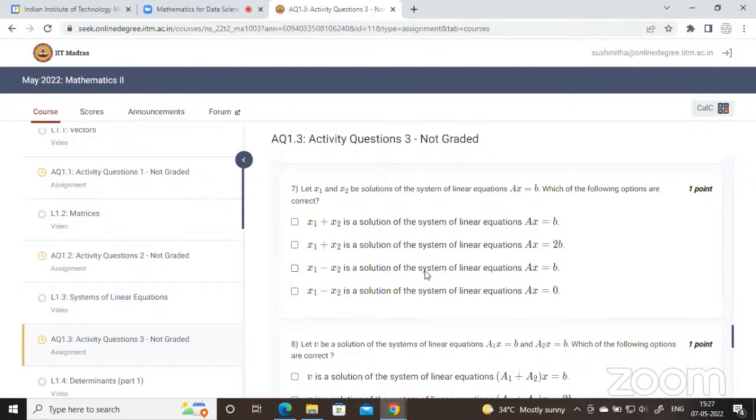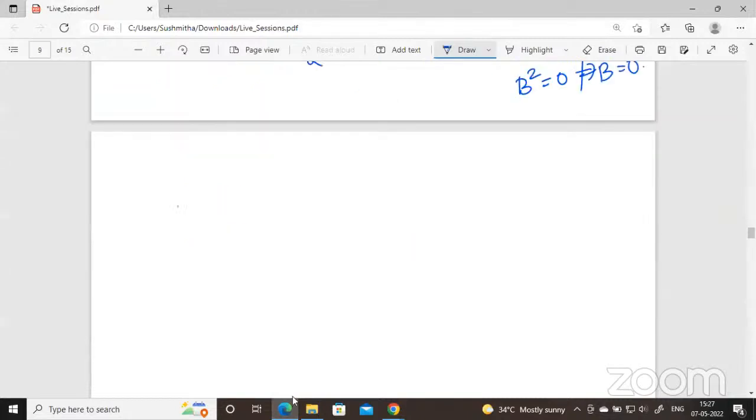So how should we do this? You tell me what I should do. If I have AX is equal to B, what am I trying to find out from here? Ma'am, x1 and x2 are the solutions. I want to find out X, right? The solution to this is X because A is known, B is known. So X is the solution to AX is equal to B.